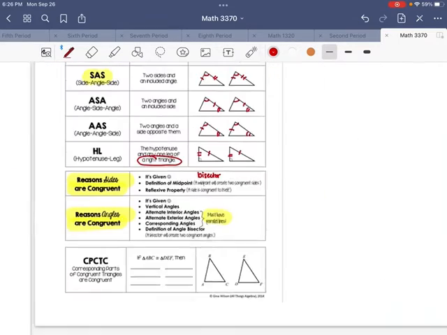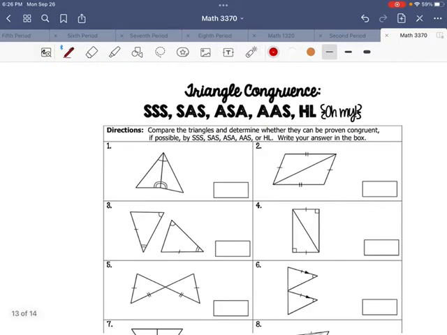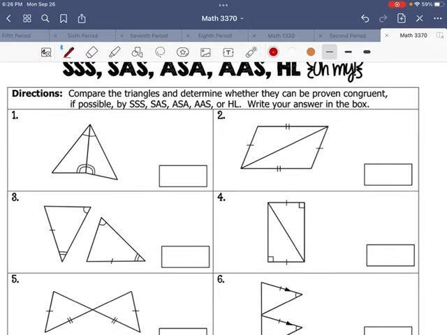All right, let's see if we can prove some triangles are congruent. So here we are. It says, compare the triangles and determine whether they can be proven congruent, if possible, by one of these, and write your answer in the box. So if you look at this triangle, we have one congruent angle here and we have one congruent angle here. Sometimes you can mark things congruent, but you have to have a reason to mark things congruent. I can't just mark this side congruent to this side.